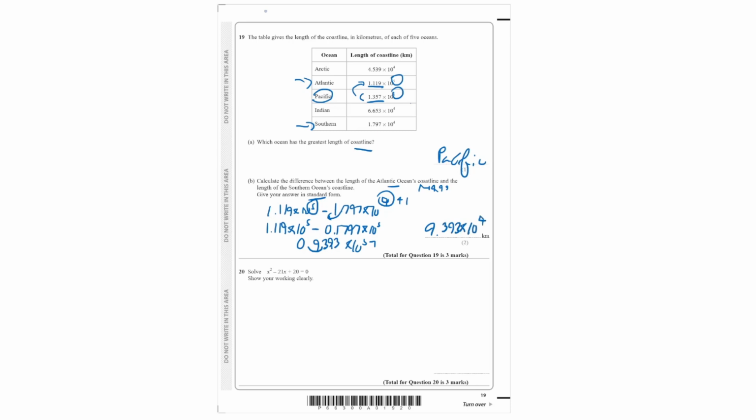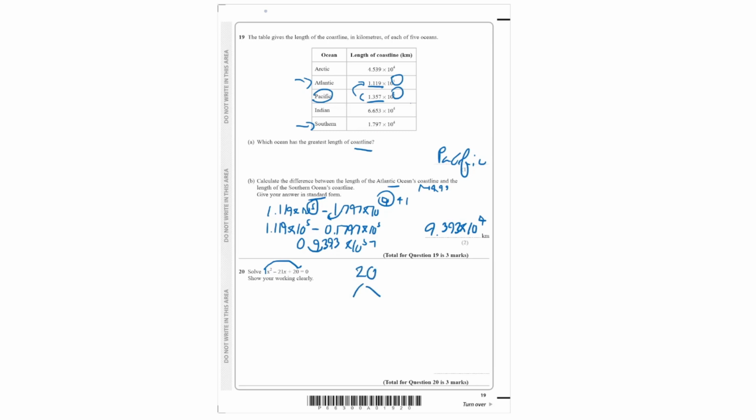20. Solve x squared minus 21x plus 20 is equal to 0. Show your working clearly. We're going to be using the find-the-square method, where we multiply the coefficient of x squared and the constant. So here this is 1, and 1 times 20 is 20. What are we trying to do? We're trying to find two values that when multiplied equal 20, but when added together equal negative 21.